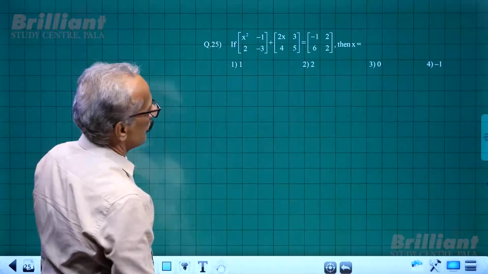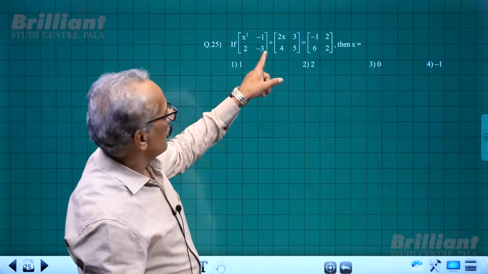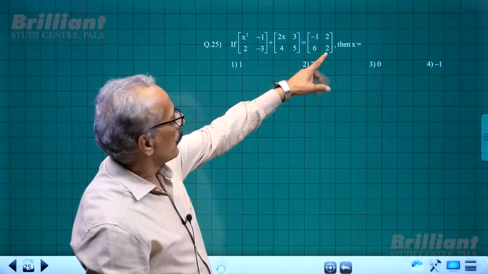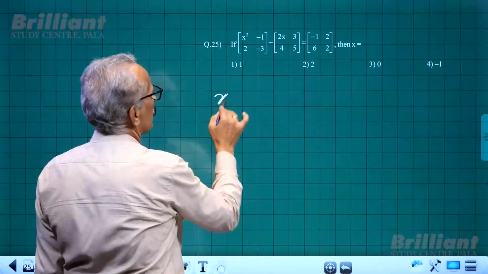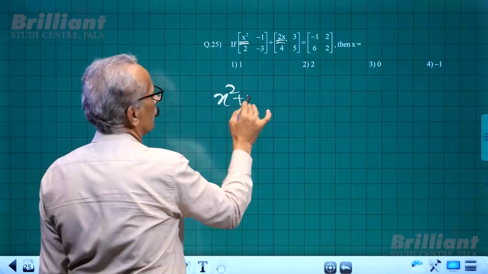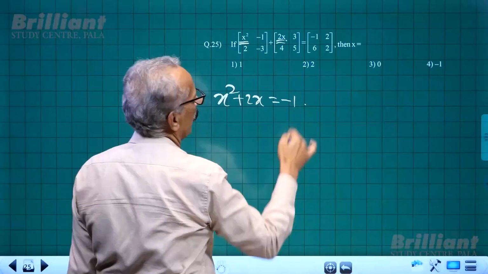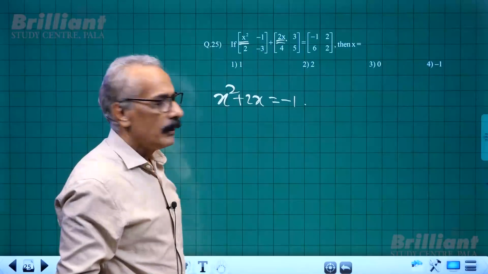On to the next question. Okay. A second order matrix plus a second order matrix equal to this. Then we will add. What do you get there? First thing, when you add these two, x square plus 2x is equal to minus 1. Nowhere else is there any other x square plus 2x. What is this?